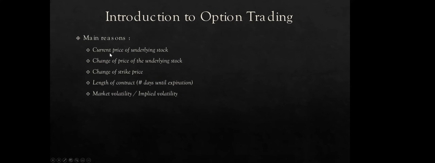So the main reason for the option premium to go up and down is the current price of the underlying stock, meaning a change in its price. For example, Apple is 250 right now, but tomorrow it becomes 270 for any reason, then the option price will change, because all the things have changed from yesterday to today. The other factors are the strike price, which is the price at which you want to buy the contract, the length of the contract, and the last one, market volatility or implied volatility. As I was telling you guys, market volatility is the important factor right now in the option market.